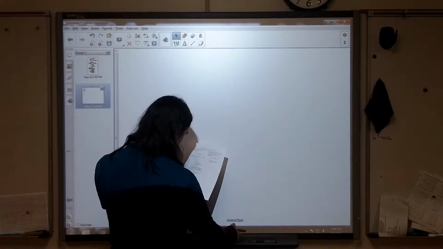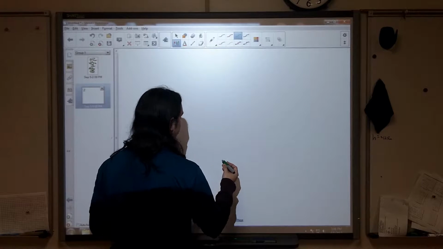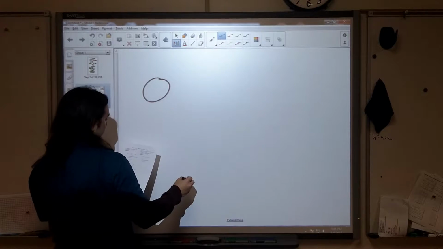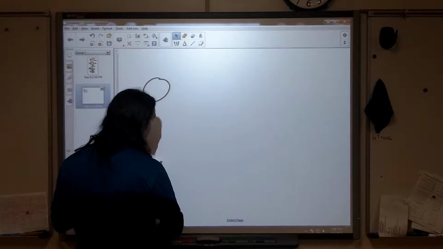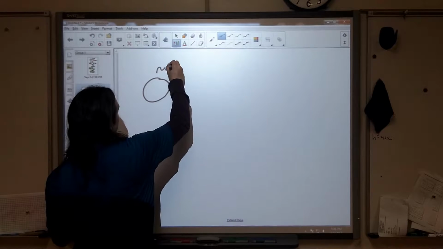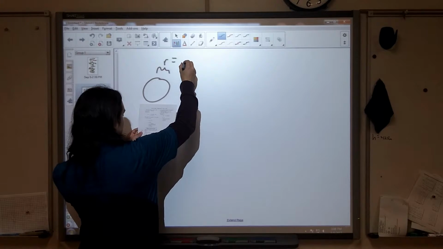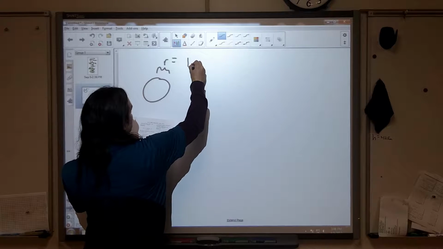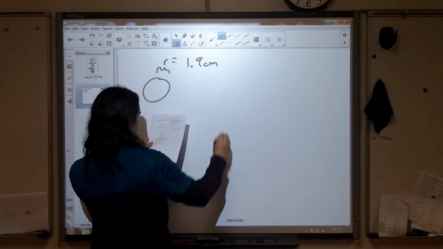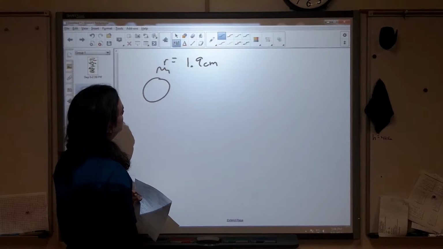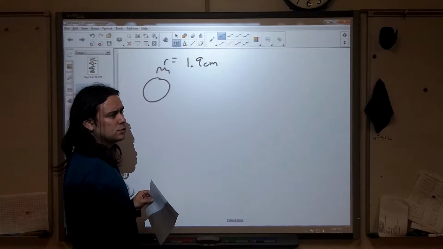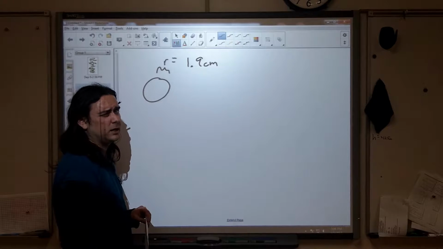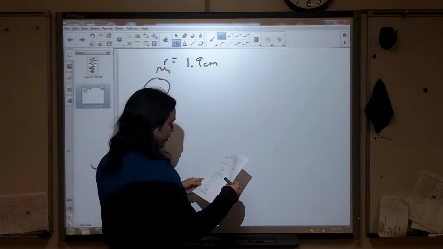So I've got the radius here. I've got a ball bearing that I have found, and its radius, R, is equal to 1.9 centimeters. Kind of a big ball bearing. That's about 3/4 of an inch in radius, so that puts it at about 1.5 inches in diameter. That's pretty big. That's bigger than any of the ones that we work with in the lab.